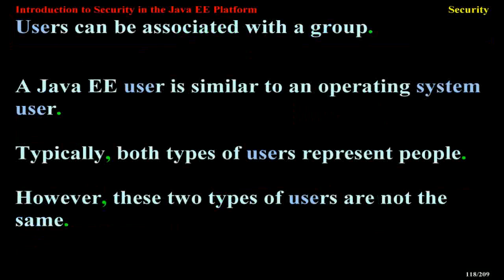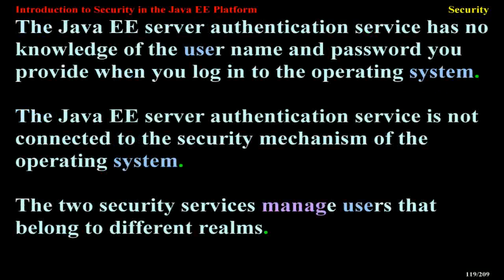A Java EE user is similar to an operating system user. Typically, both types of users represent people. However, these two types of users are not the same. The Java EE Server Authentication Service has no knowledge of the username and password you provide when you log into the operating system. The Java EE Server Authentication Service is not connected to the security mechanism of the operating system. The two security services manage users that belong to different realms.